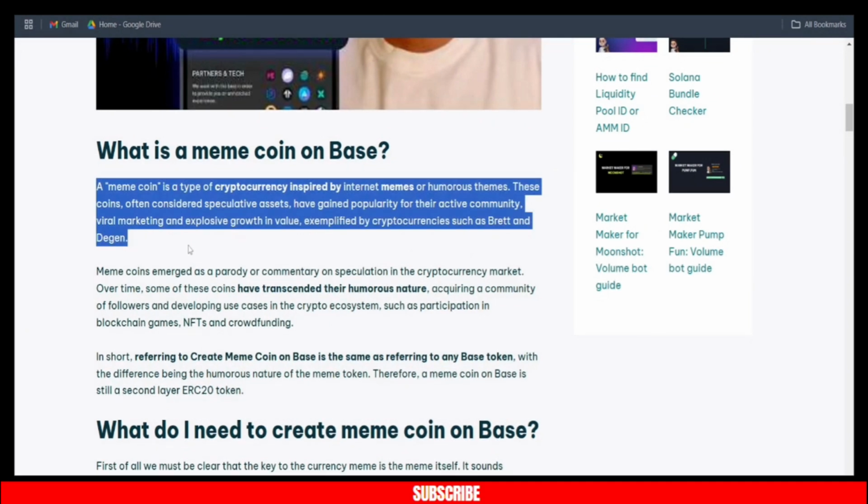A meme coin is a type of cryptocurrency inspired by internet memes or humorous themes. These coins, often considered speculative assets, have gained popularity for their active communities, viral marketing, and explosive growth. Now, let's create a meme coin on Base chain.